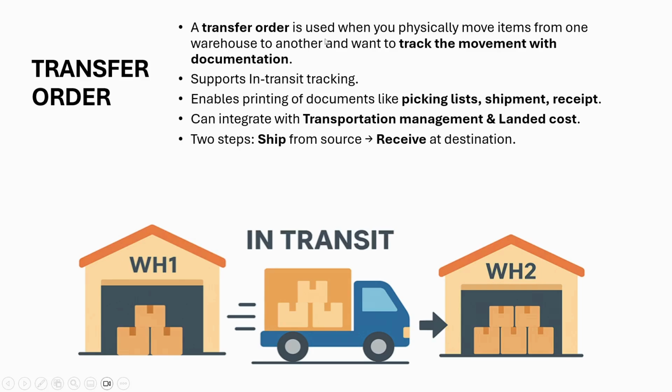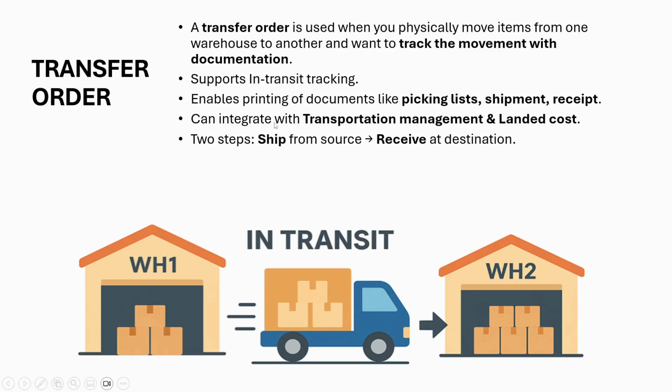So transfer order is used when you physically move the stock from one warehouse to another warehouse. So assume this is a source warehouse and this is a destination warehouse. Transfer order supports in-transit tracking. It means that when the stock has left the source warehouse but not yet reached the destination warehouse, it is tracked in a transit warehouse. And also you can print documents like picking list, shipment and receipt.